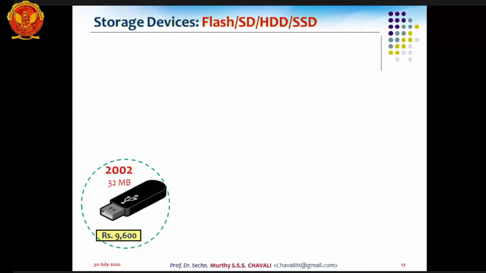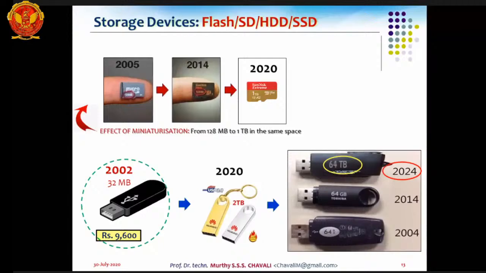And most of you know what a flash drive or USB drive is, or a hard drive, and the types of hard drives, SSD and HDD. In 2002, I purchased my first flash drive, which was 32 MB, and it cost nearly 10,000 rupees. Now in 2020, you have the same size, but the capacity is 2 terabytes. This is where miniaturization or nanotechnology comes into the picture, so that you can minimize size and increase capacity, and in 2024 it is going to be like 64 TB in your USB flash drive.